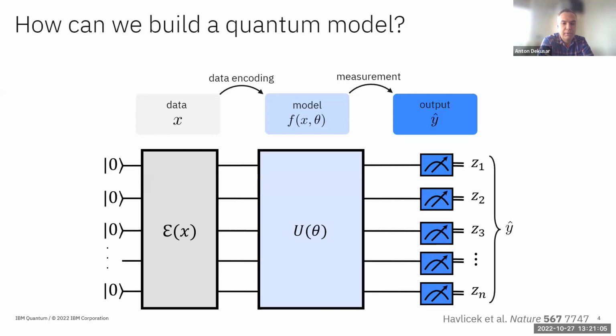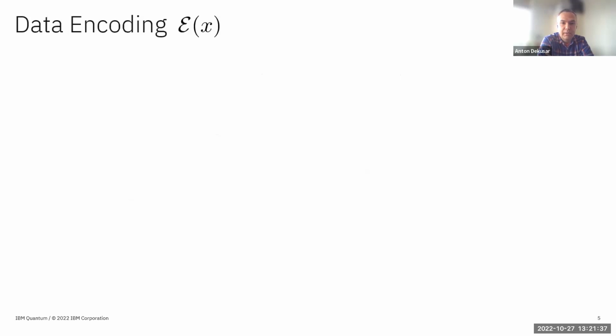So this is our circuit, right? We have E of X. This is our data encoding. This is our feature map. In between, we have our model, U of theta, where theta is our set of parameters we want to optimize. And in the end, we get Y hat. This is our predicted value, and we want to compare this value against ground truth. So this is what can be done in the classical way.